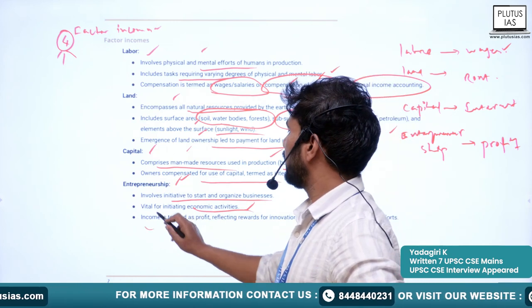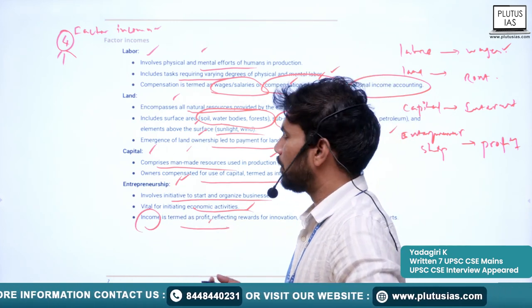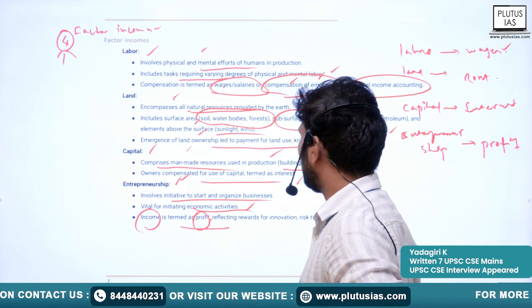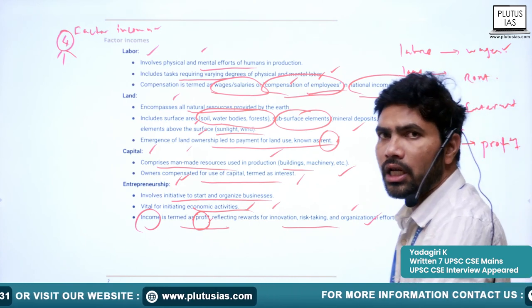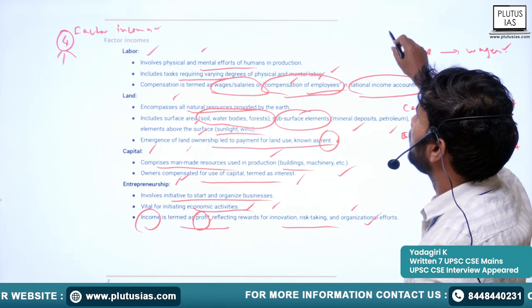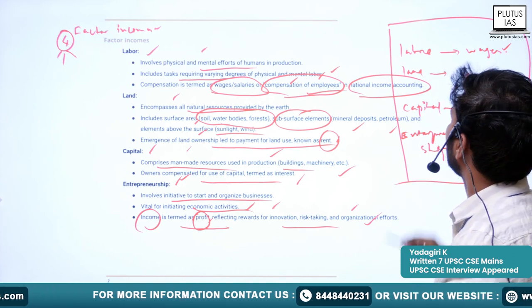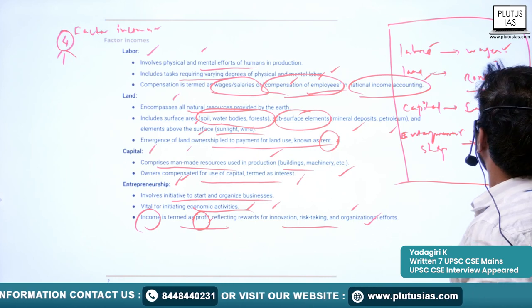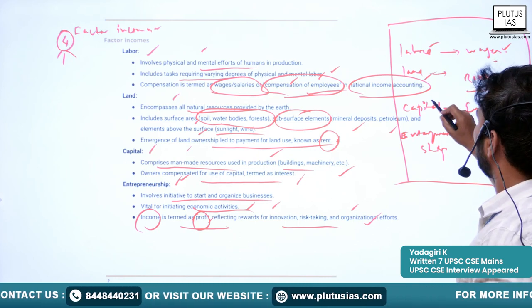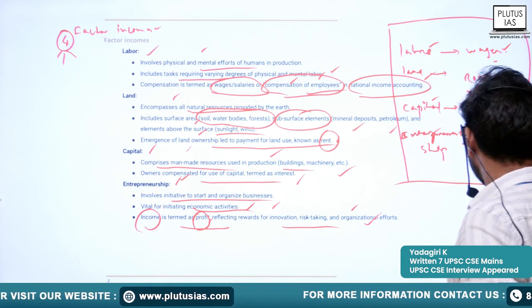So income is termed as profit here. So whatever the income he is getting, the reward he is getting, that is known as profit, reflecting the rewards for innovation, risk taking and organizational efforts. So these are the four factors and their respective incomes. Wages for labor, rent for land, interest for capital, and profit for entrepreneurship.